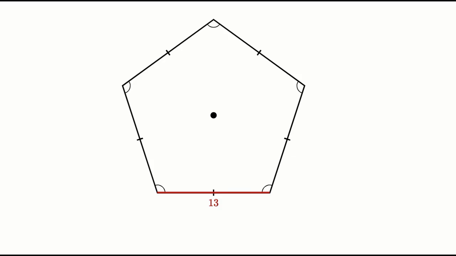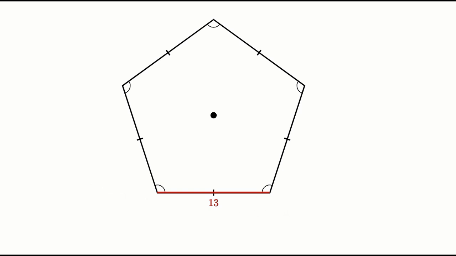So what I have over here is a pentagon. It's a regular pentagon, so all 5 sides have the same length. And we know that the length of each of those 5 sides is 13. The goal here is to try to figure out the area of this pentagon. So pause the video and have a go at it before we do this together.